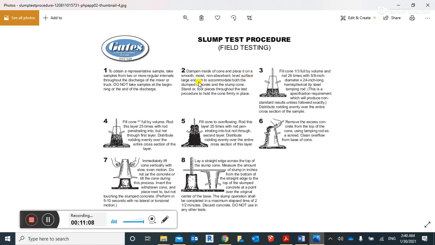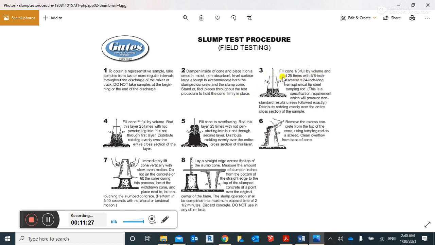Procedure number 2: dampen the inside of the cone and place it on a smooth, moist, non-absorbent level surface. This is very important. Large enough to accommodate both the slump cone concrete and the slump cone, stand on the foot pieces throughout the test procedure to hold the cone firmly in place.